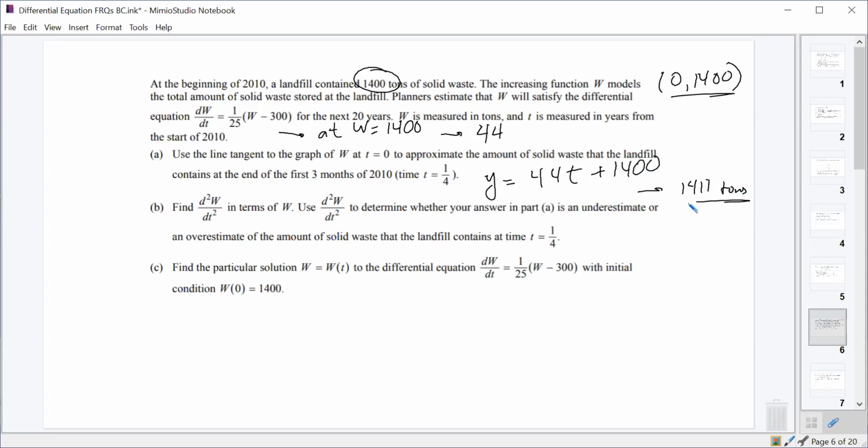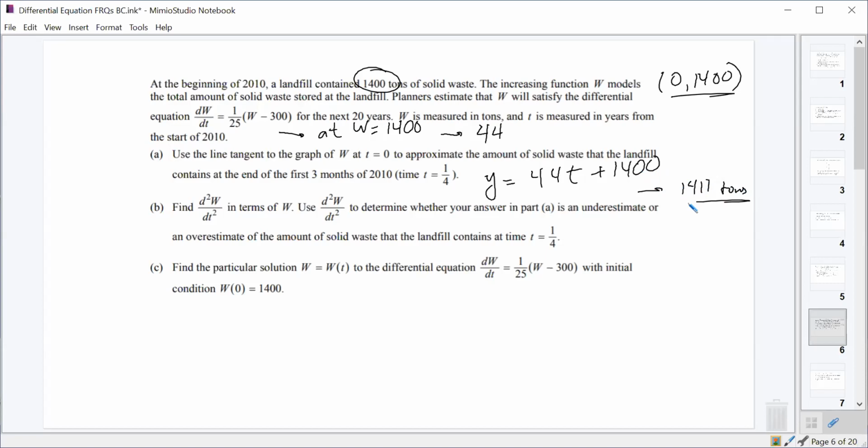That's a lot of solid waste. It is, and it isn't. It doesn't say to indicate units of measure, so you don't necessarily have to.